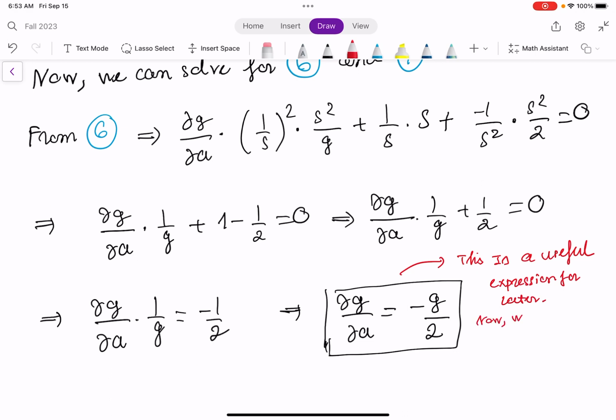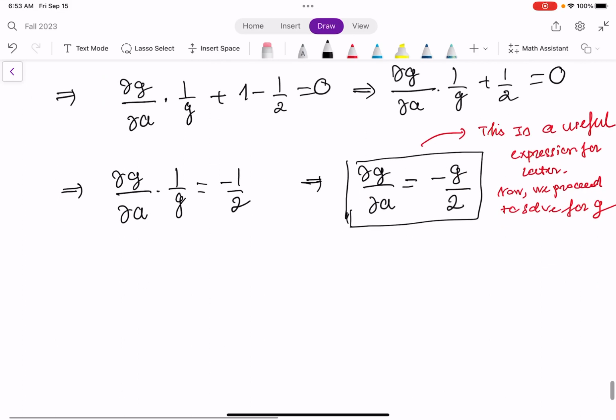Now we proceed to solve for g. Okay, so in order to do that, you need to rearrange in a better way. So you write partial g over g equal negative 1/2 times partial a. Okay, so you notice this is like a partial derivative. So when you integrate, instead of a constant, you get a function. I'll explain what that means when we get to it.